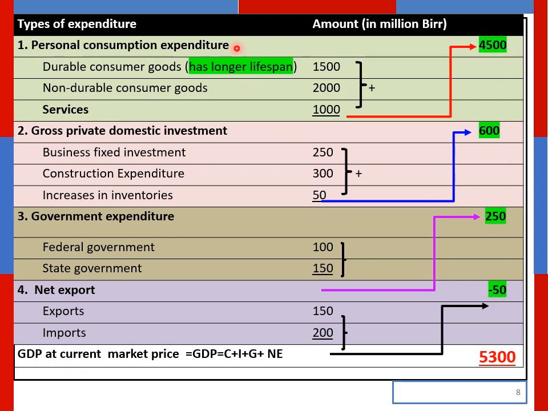Consumption plus investment plus government expenditure plus net export. Then you can get this number.